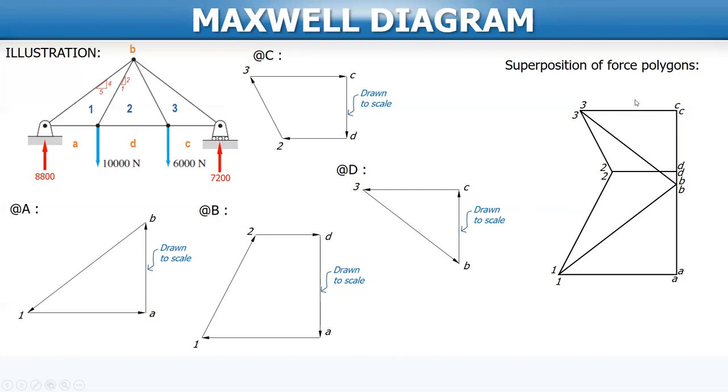Okay. This is the Maxwell diagram. And every time you solve, you can do this. You draw the individual force polygon, and after that, you superimpose them. And the next is you measure the lines to compute for the forces. After you measure the lines, you convert them to scale. That would be the magnitude of the forces. So, that is the Maxwell diagram.